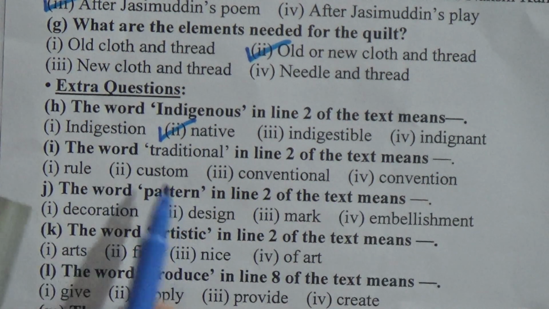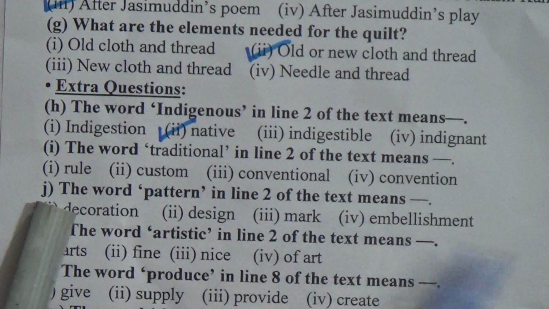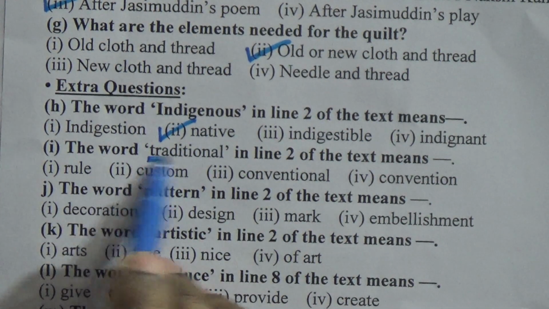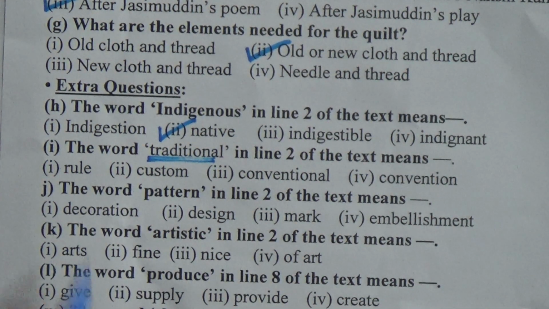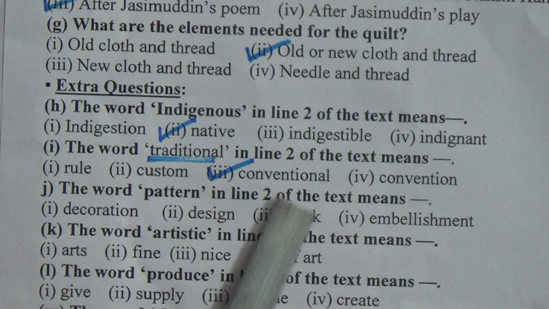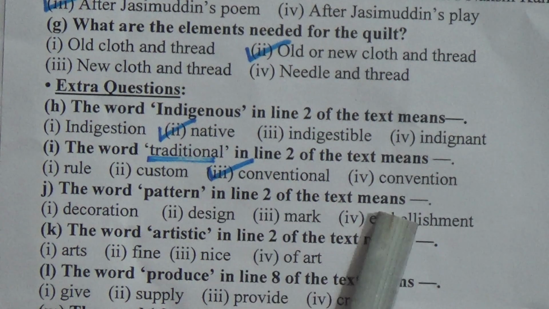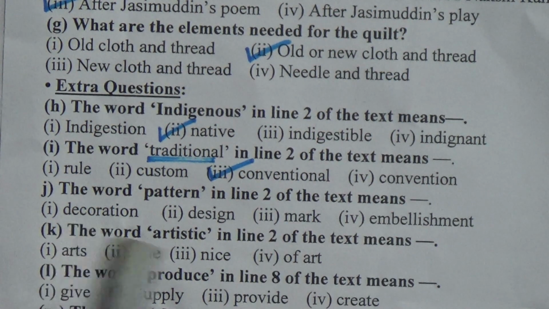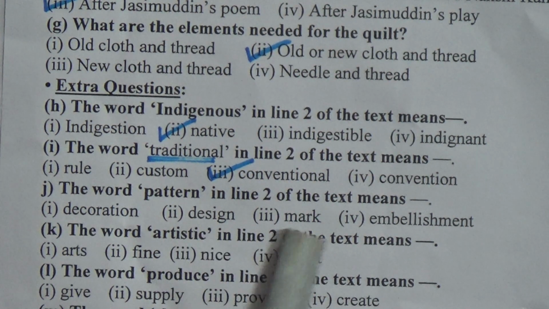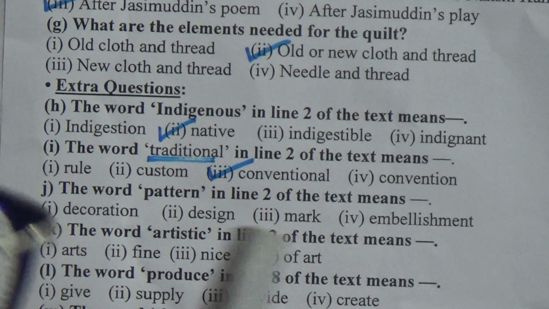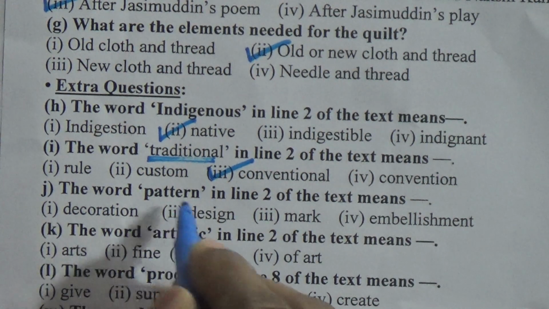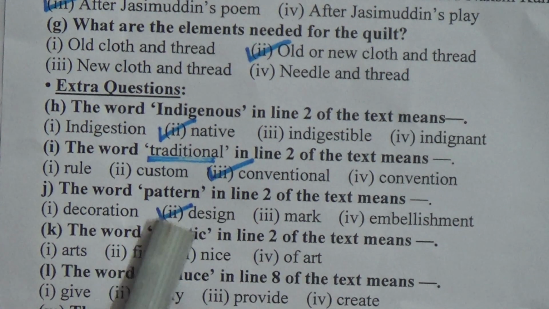So custom and conventional are very close to traditional, but traditional is adjective. So we have to find adjective. The answer will be conventional. Number J, the word pattern in line 2 of the text means decoration, no, design, mark, embellishment. So the word pattern means design.